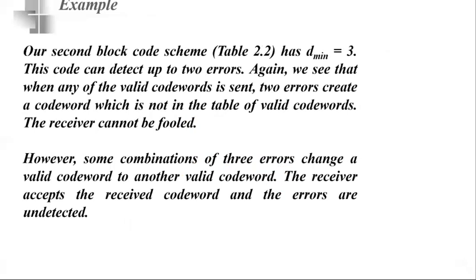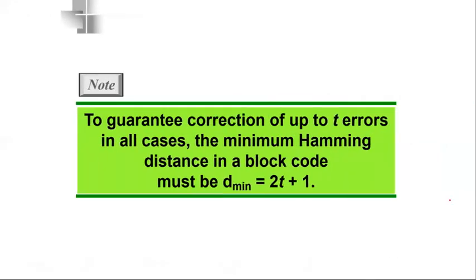So to guarantee the correction of up to T errors in all cases, the minimum Hamming distance in a block code must be 2T plus 1. Now what does this mean? Suppose you want definite correction of one error, then the minimum Hamming distance should be 2 into 1 plus 1, which is 3. So to guarantee the correction of one error, the minimum Hamming distance should be 3 in that case.